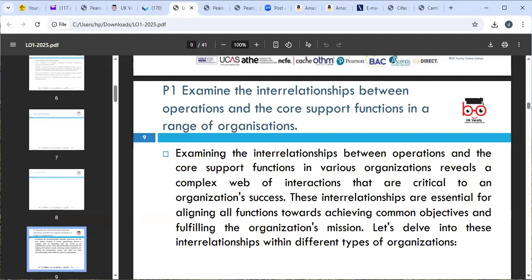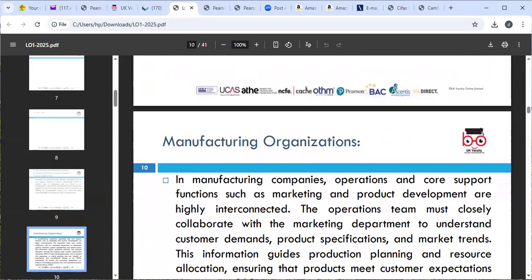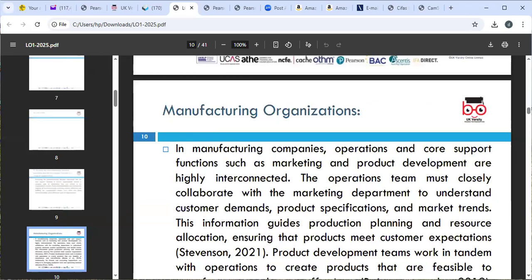Let's dive into these interrelations in different types of organizations. So we have to look into those interrelationships. Manufacturing organizations have clearly indicated that in manufacturing companies, operations and core support functions such as marketing and product development are highly interconnected. The operations team must closely collaborate with marketing departments to understand customer needs, demands, specifications, and market trends. Very important.